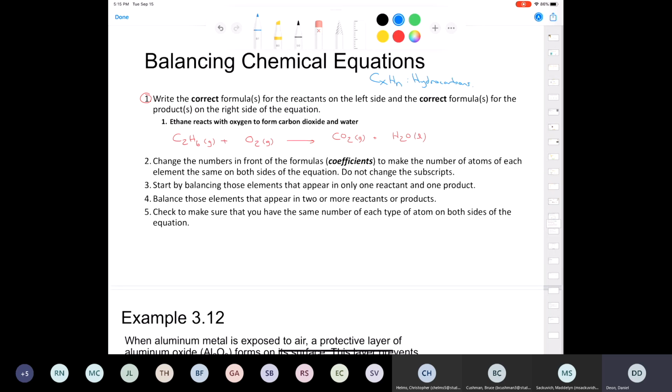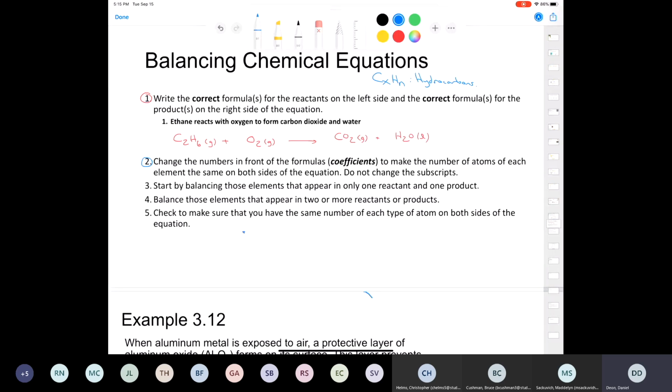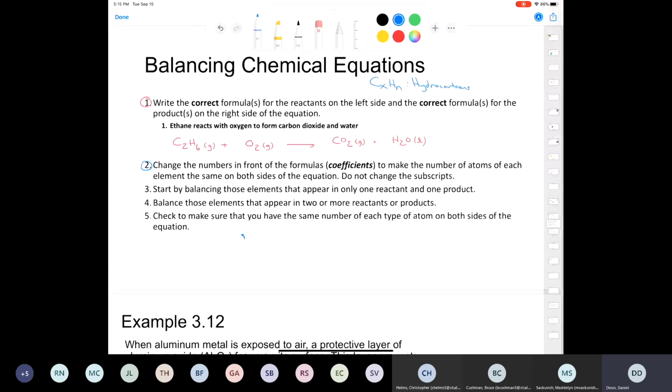Now let's balance this baby out here. It says change the numbers in front of the formulas, which are called the coefficients. We're going to change those around to make the number of atoms of each element the same on both sides of the equation. Do not change the subscripts. Subscripts are these, okay? You never edit subscripts. Those you cannot change. Those are no man's land. Don't touch the subscripts, all right?